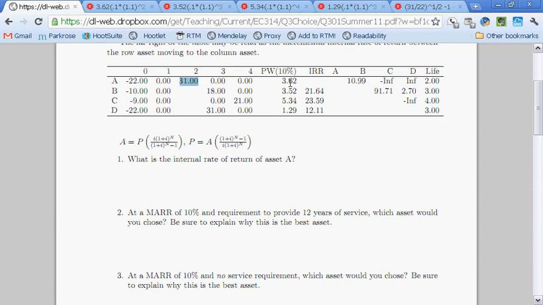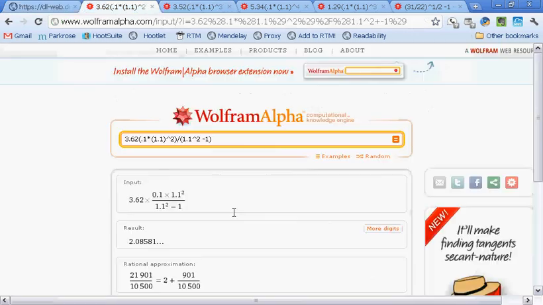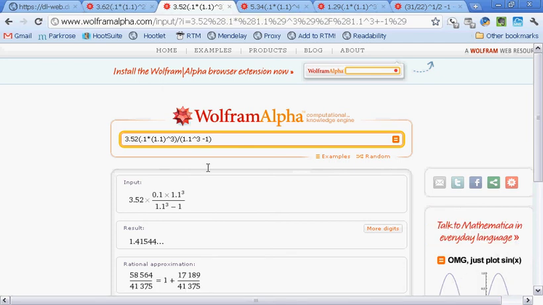So you calculate the annual worth of an asset that has a present worth of 3.62 and a life of 2 years, and the annual worth of another asset that has a 3.52 present worth and a life of 3 years. All you're doing is using the A given P equation. Here's the right equation. There's the present worth of asset A, 3.62, and this is the equation for finding A given you know P, with the number of time periods being 2. And you find that it's 2.08581.